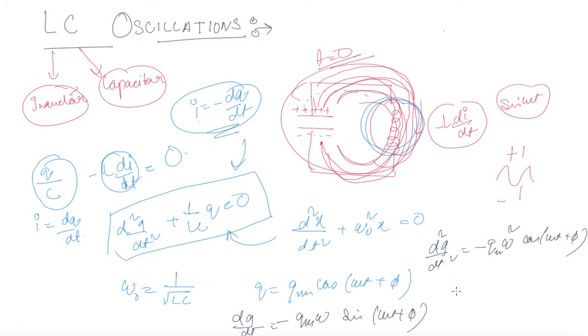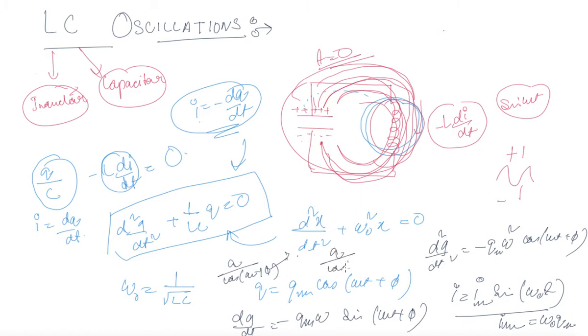Now I is given by Im sine omega naught t. Therefore, Im is actually given by omega naught into qm. Now, what is qm? qm is nothing but q upon cos omega t plus phi. If we discard the value of phi, you will have q upon cos omega t. This is qm.